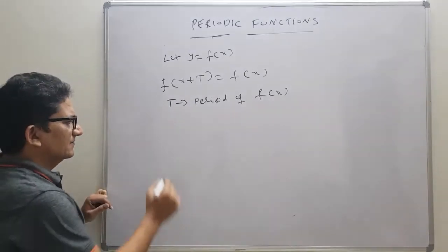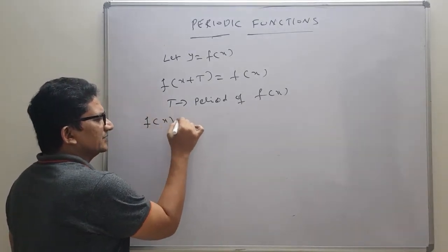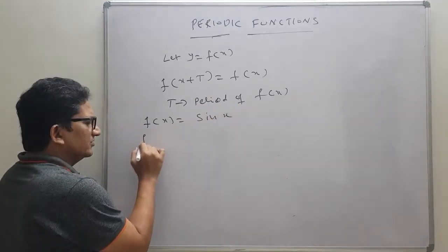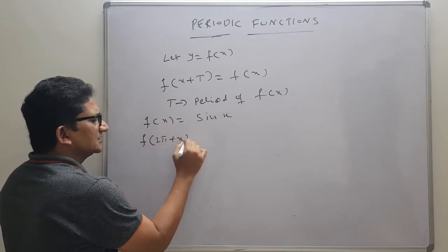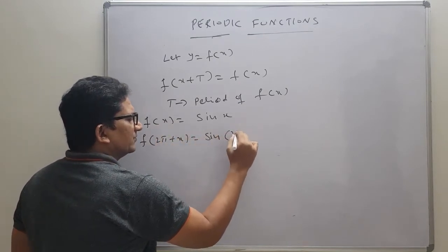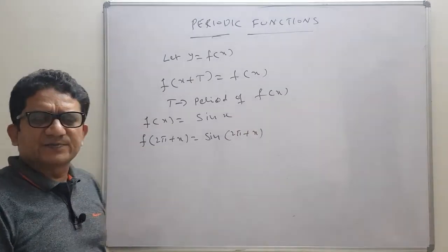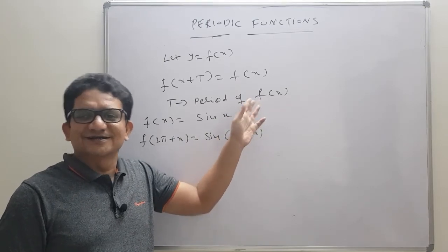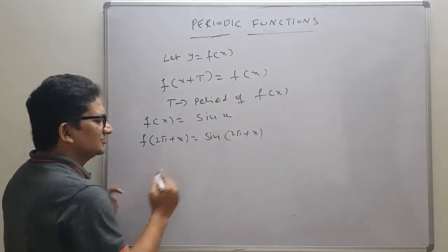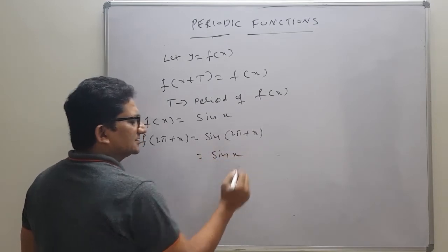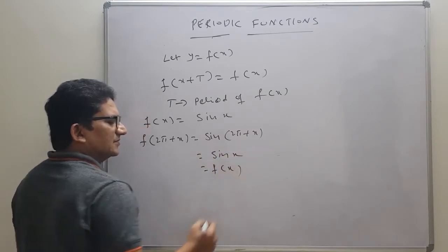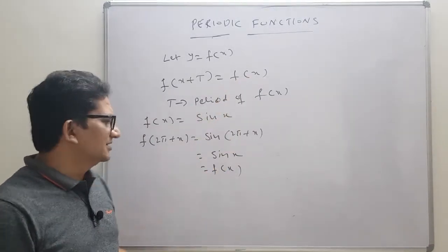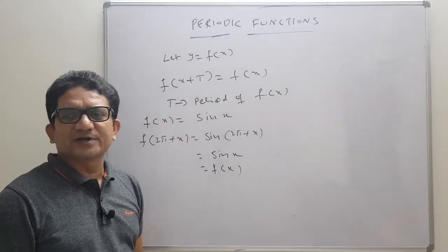For example, say I am considering a simple trigonometric function, sin x. f of x equals sin x. Now we know that f of 2 pi plus x is sin of 2 pi plus x. Sin of 2 pi plus x means 360 degrees plus x, which falls in the first quadrant. In the first quadrant sin is positive, so we will get sin x. We are getting the same function. Now we can declare the function sin is a periodic function with the fundamental period 2 pi.